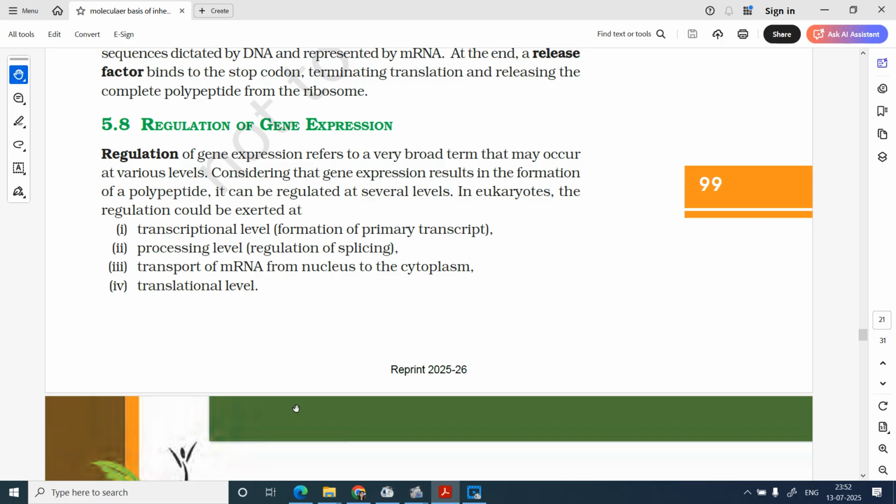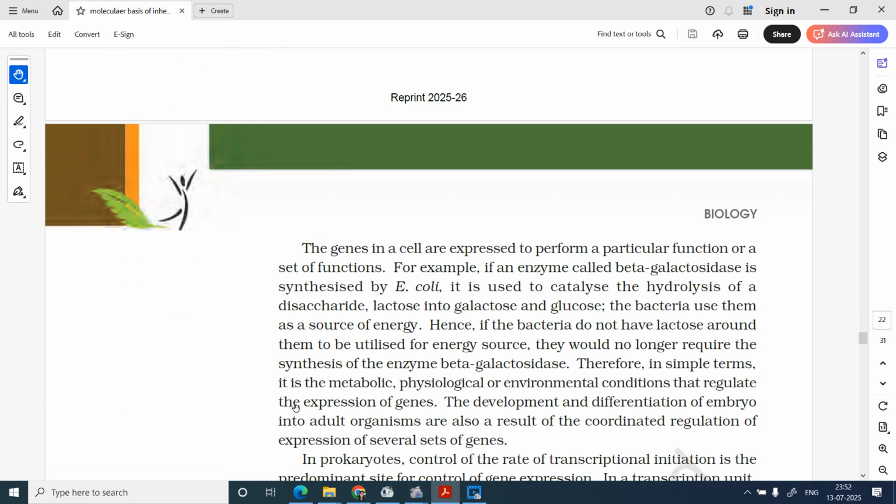5.8 Regulation of gene expression. Regulation of gene expression refers to a very broad term that may occur at various levels. Considering that gene expression results in the formation of a polypeptide, it can be regulated at several levels. In eukaryotes, the regulation could be exerted at first the transcriptional level, formation of primary transcript; second, the processing level, regulation of splicing; third, transport of mRNA from the nucleus to the cytoplasm; and fourth, the translational level.